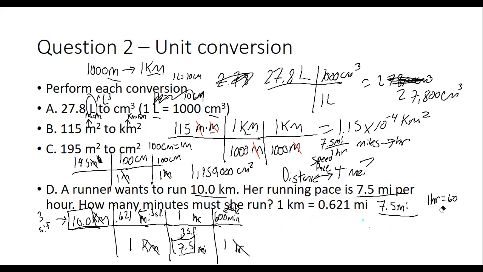So now I can just do my multiplication. Multiply everything on top, divided by everything on the bottom. And I get, what, 49.68 minutes. This only has 2 Sig Figs though, so I round to 50 minutes. So at a 7.5 mile per hour pace, you can do a 10K in 50 minutes, which is a pretty good pace.